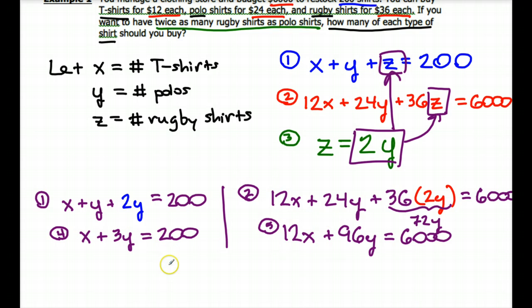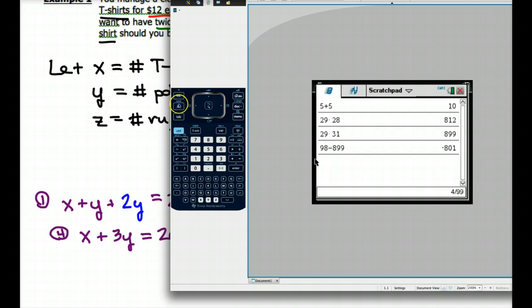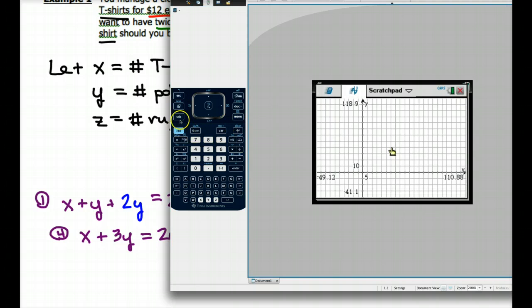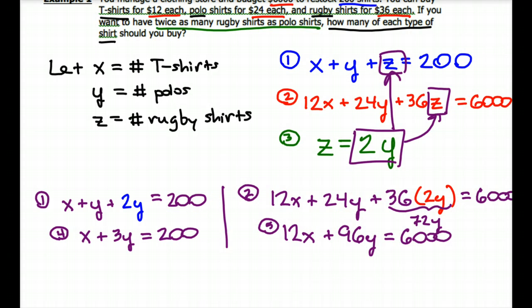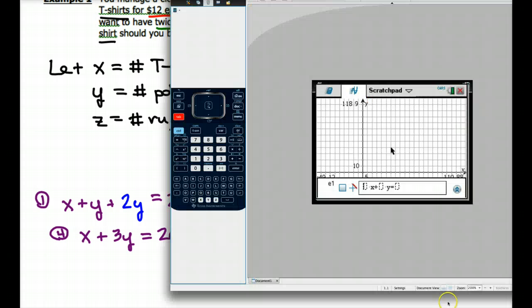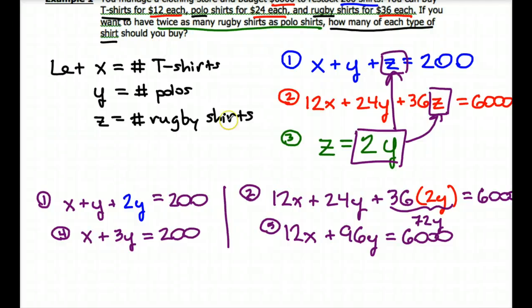calculator, and we're going to graph this system of equations here, equation 4 and equation 5, and that's going to allow us to very quickly find what x and y are. So I've already got my graphing calculator here. It's set up in standard form already. So my first equation is x plus 3y equals 200. And then my second equation, 12x plus 96y equals 6,000.